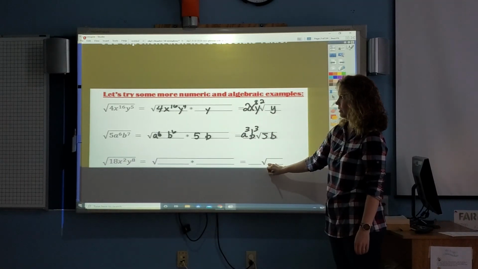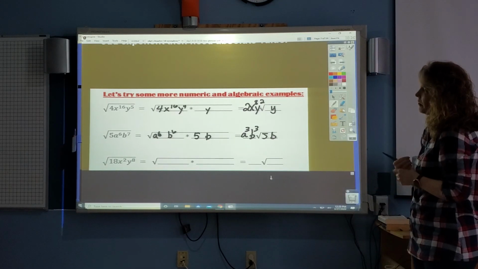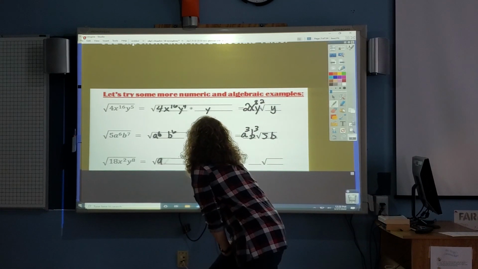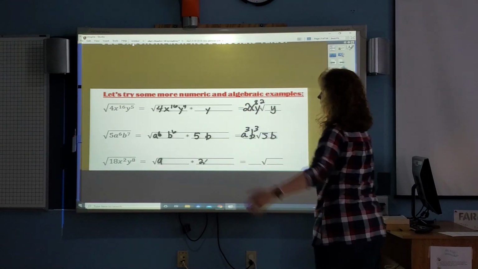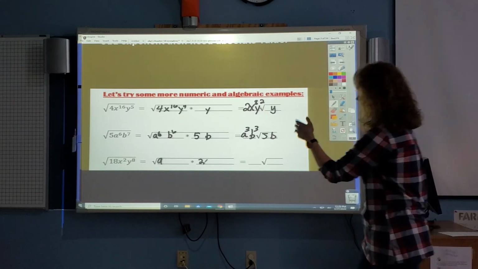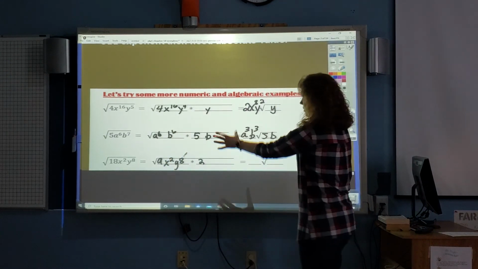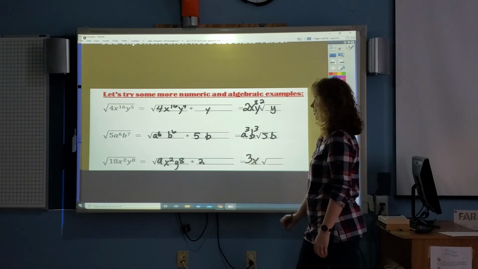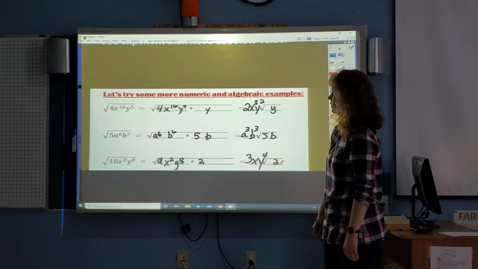Let's do one more. 18. 18 is not on that list of perfect squares, but there is a perfect square that will go into 18, and that would be 9 times 2. So I'm going to split it up like this. 2 is going to be stuck inside under the radical, so I'll put it in the back, but the 9's coming out. X to the 2nd is even. It's coming out. And y to the 8th is even, so it's coming out. So both of those get put in the front. Now, we just simplify the front stuff. So the square root of 9 is 3. X to the 1st power, and y to the 4th power, and you still have that 2 left over.